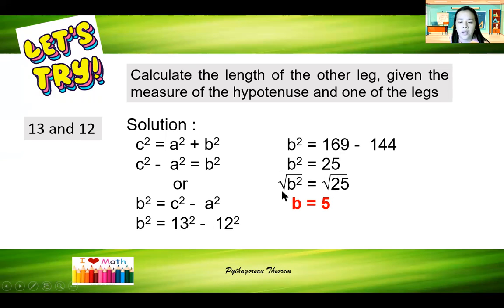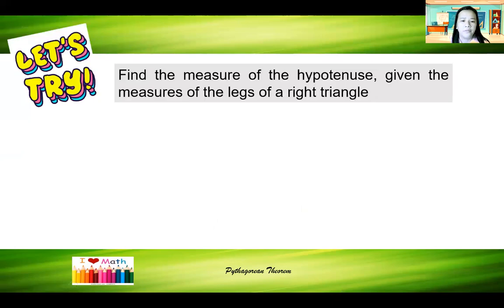Get the square root of both sides. So you have b to the second power is equal to the square root of 25. So b is equal to 5.